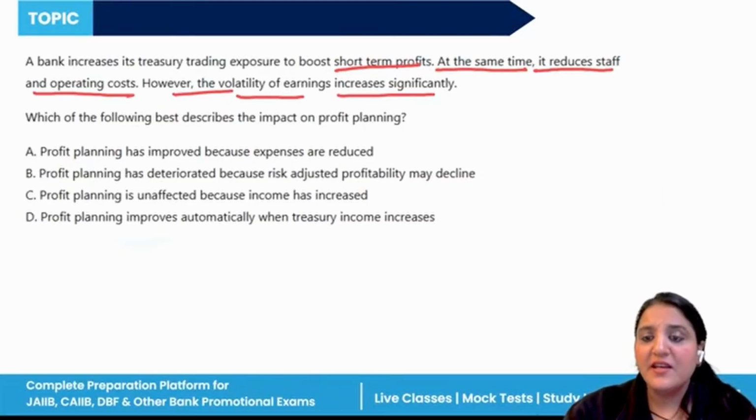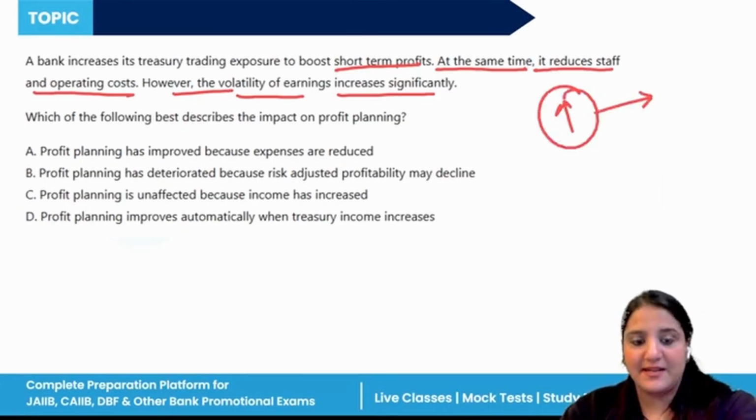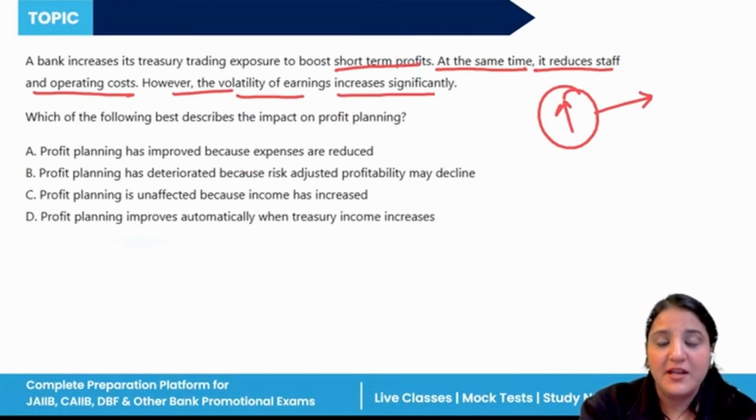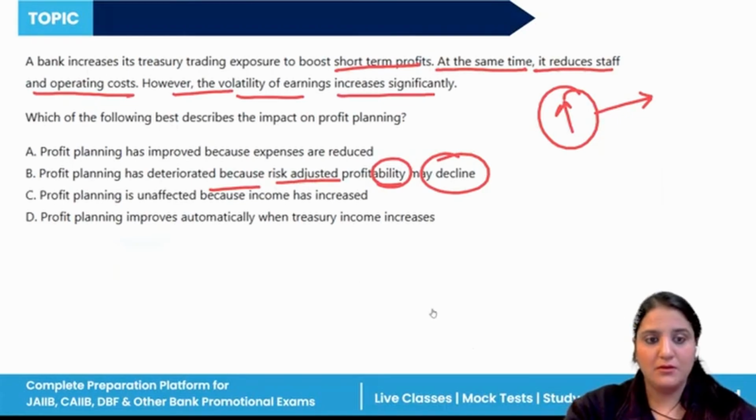If the risk increases too much, that means stability decreases. In that case, profit planning may actually worsen. So profit planning has deteriorated because risk adjusted profitability may decline. Got it? Now, next question.